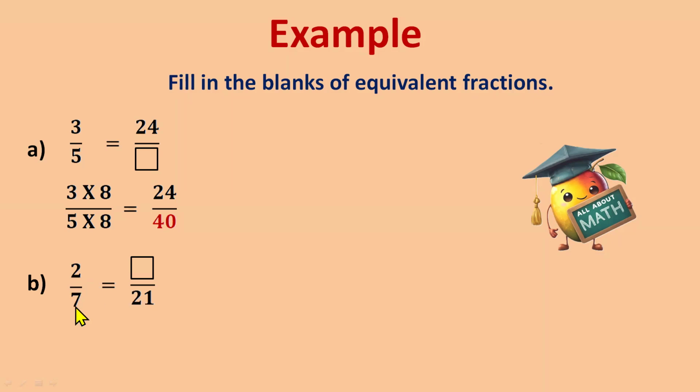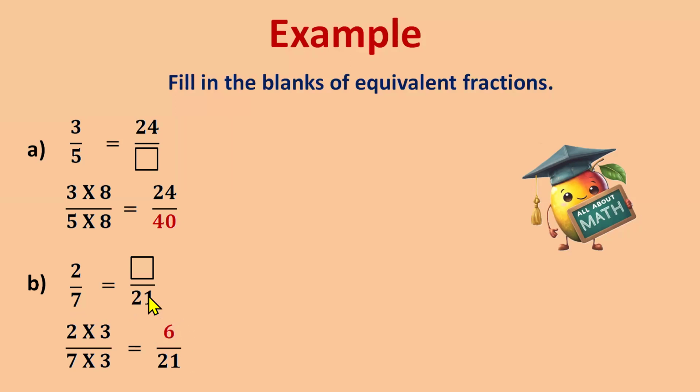So 7 1s are 7, 7 2s are 14, 7 3s are 21. So you know 7 is multiplied with 3, then we got 21. So if 7 is multiplied with 3, obviously numerator will also be multiplied with the same number. So if 7 is multiplying with 3, 2 will also be multiplying with 3. So 2 multiplied with 3 will get the answer here in the box. So 2 3s are 6 and 7 3s are 21. And we got our blank as well.